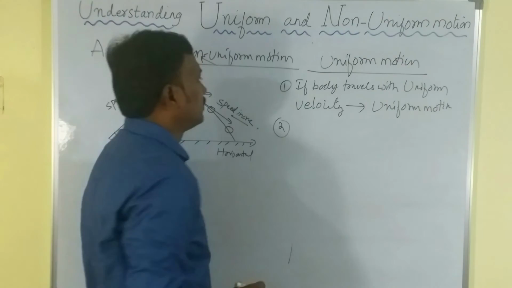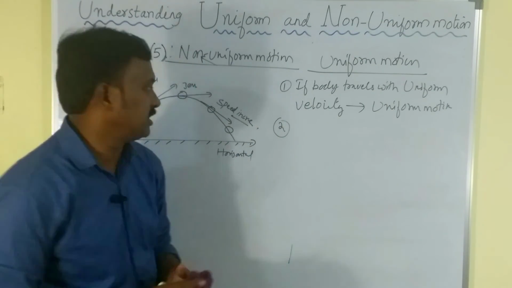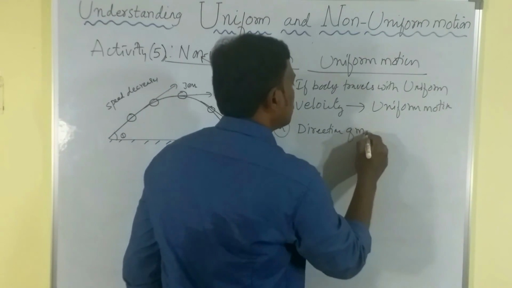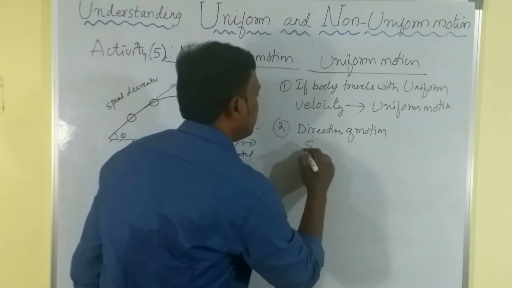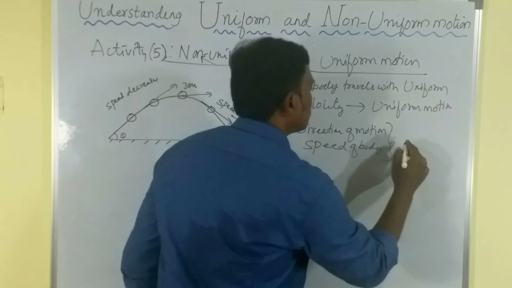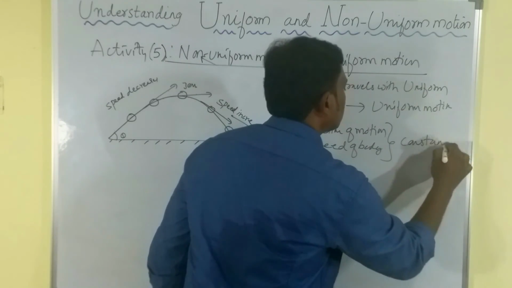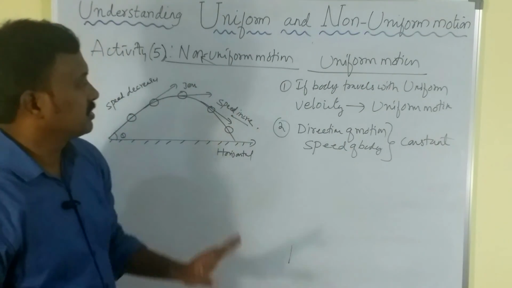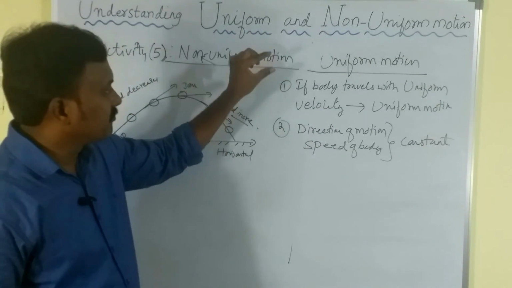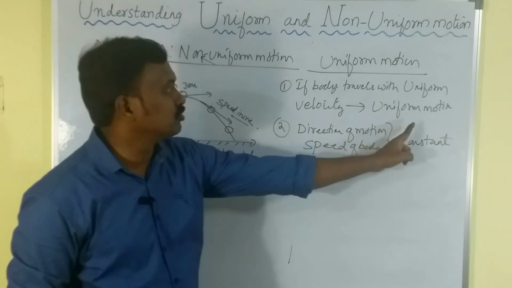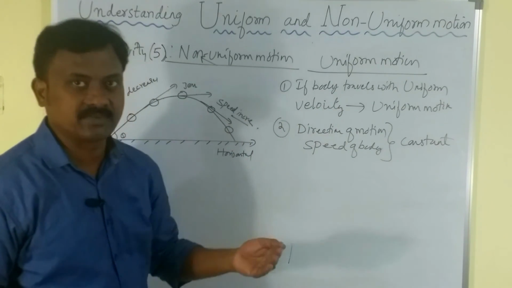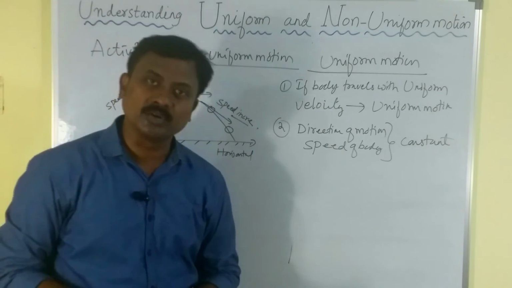And when do you say that the body is moving with uniform velocity? The direction of motion and the speed of the body, both are constant. If these two things are constant, then we say that the body is traveling with uniform velocity. And when a body moves with uniform velocity, we say it's moving with uniform motion. If any of these conditions are not satisfied, then we say that the body is moving with non-uniform motion.